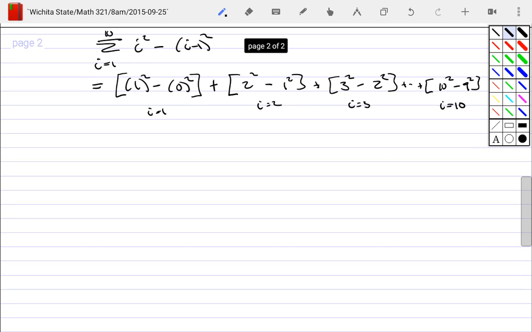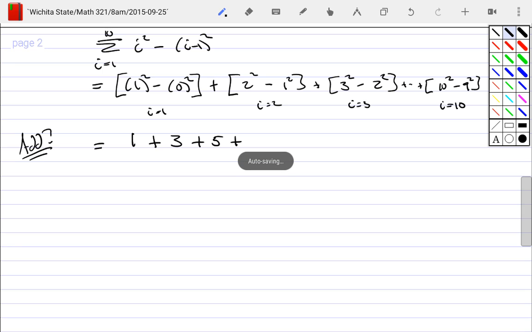So if I would truly add this up, I would have that this is equal to 1 plus 4 minus 1, which is 3, plus 9 minus 4, which is 5, plus the next one would be 16 minus 9, which would be 7, plus ellipsis, and what would be the last one? What's 100 minus 81? 19. And so if we would look at this pattern, what am I supposed to add? Add up the odds from 1 to 19.